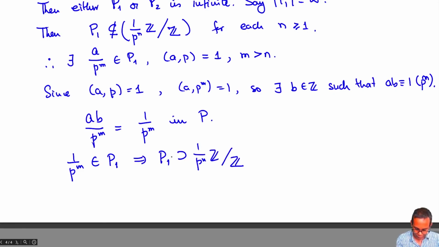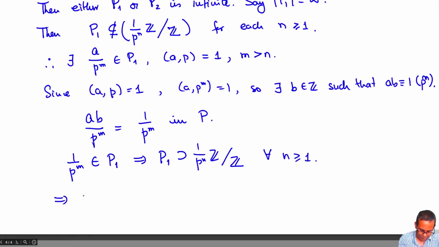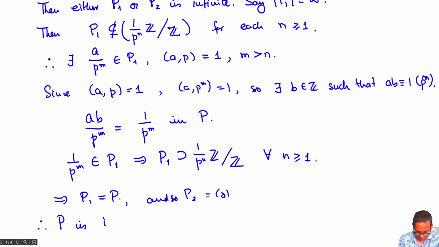This is because every element in 1 over P to the n Z mod Z is an integer multiple of 1 over P to the m. So since P1 is a subgroup, if it contains this element, it will contain every multiple of it, and so it must contain this. So what we see is that P1 contains 1 over P to the n Z mod Z for all n greater than or equal to 1. But this clearly then implies that P1 is equal to P, because P is precisely the union of these subgroups, and P2 is 0. So this means that the Prüfer group P is indecomposable.